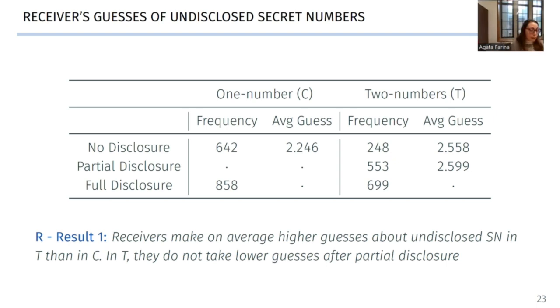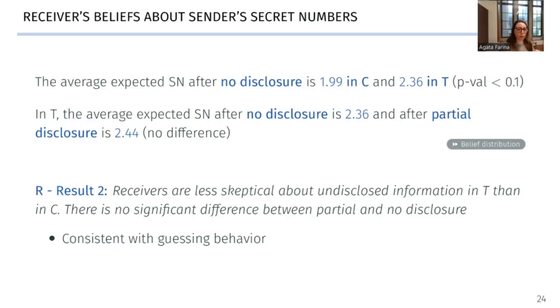In particular, they don't take lower guesses in cases of partial disclosure, which instead, according to sender belief, should lead to extreme skepticism. So again, we can look at the player's belief, in this case the receiver's belief, to understand why this behavior arises. As before, we take the distribution of beliefs that we elicited in the data, and we compute the expected secret number from the receiver's perspective after no disclosure or partial disclosure.